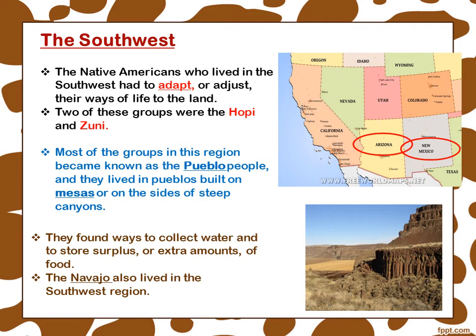And they also learned how to grow cotton, which they used to weave blankets and clothing. And by the way, not all the people who lived in the Southwest were Pueblo. We have the so-called Navajo, who also lived in this southwest part of the region.